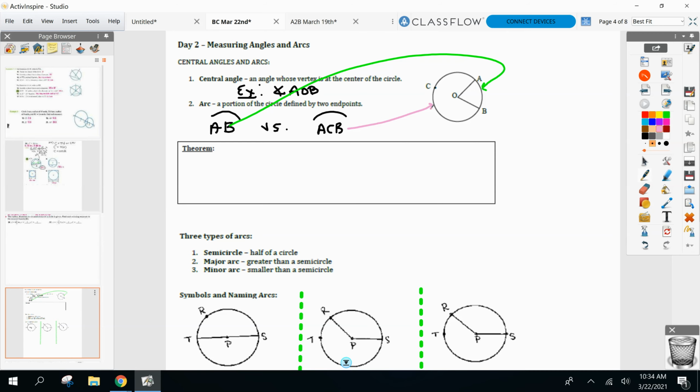Questions, comments? All right, your first theorem, fact, circle fact, relating central angles and arcs. Central angle is equal to the measure of its intercepted arc. Here's your first circle theorem. And it looks like a mouthful and difficult, but it's not. You'll see what I mean here in a second.